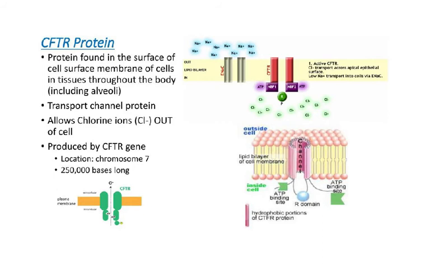Another diagram to explain this is this protein, this channel protein is found in the surface of cell surface membranes of cells and tissues throughout the body, including the alveoli. So transport channel proteins allow chloride ions out of the cell and are produced by the CFTR gene, and the location is chromosome 7, and it is 250,000 bases long.